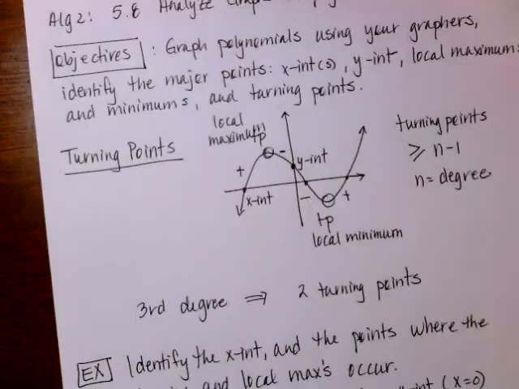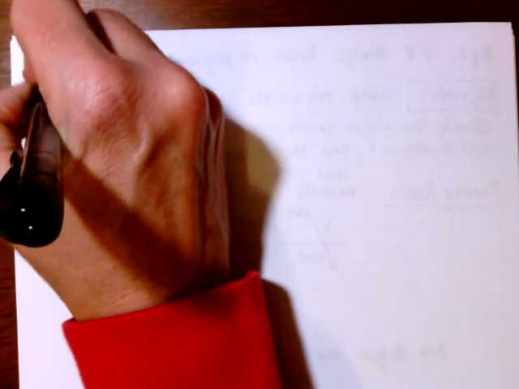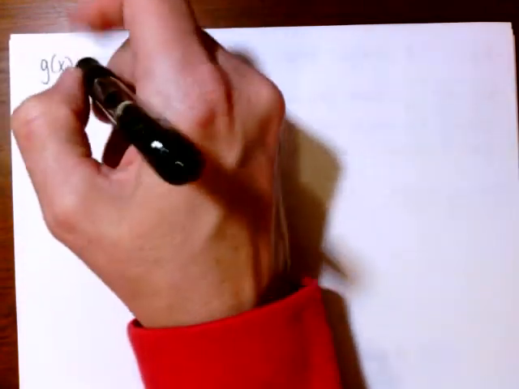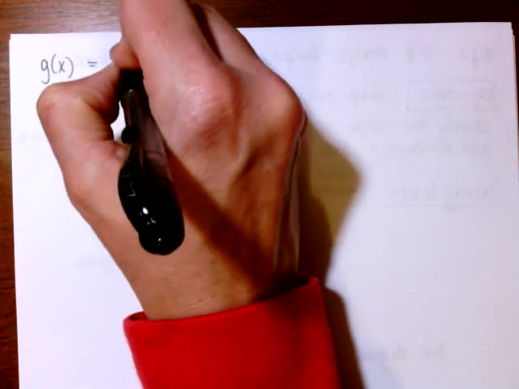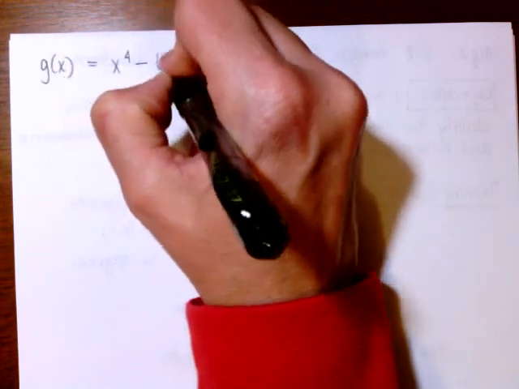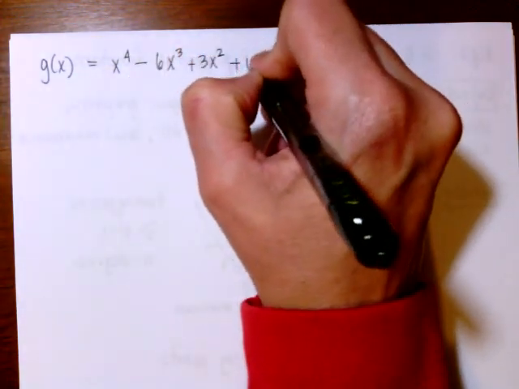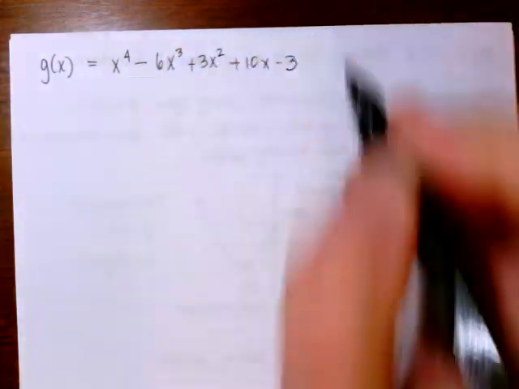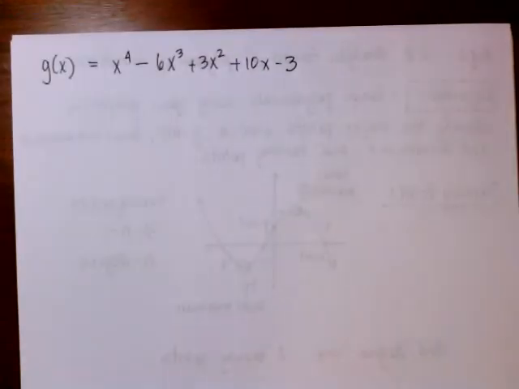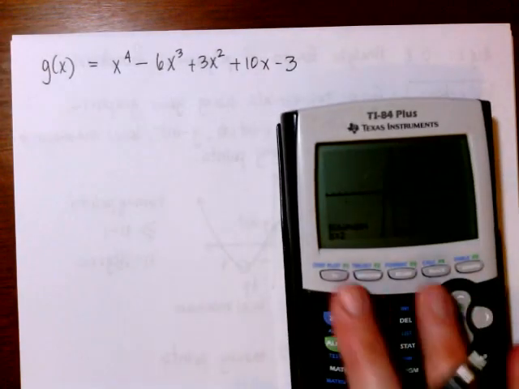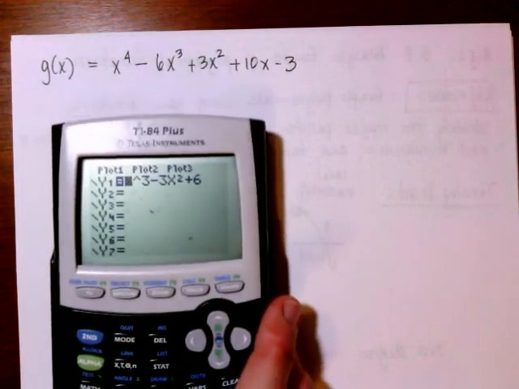Alright, one example down, a couple more to go, and then your problems. So it really is a very nice, short and sweet lecture today. Alright, so same idea on the next problem. I want to find the x-intercepts and my important points, my local min and max, and my y-intercept. So this time my equation is going to be x to the 4th minus 6x cubed plus 3x squared plus 10x minus 3. Alright, so again, one of the first things that I need to do is graph my equation. Put it over here so you can see it.